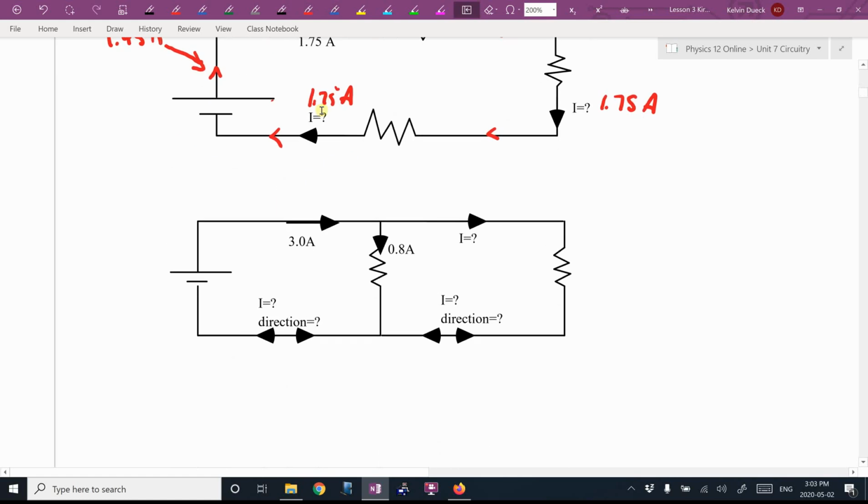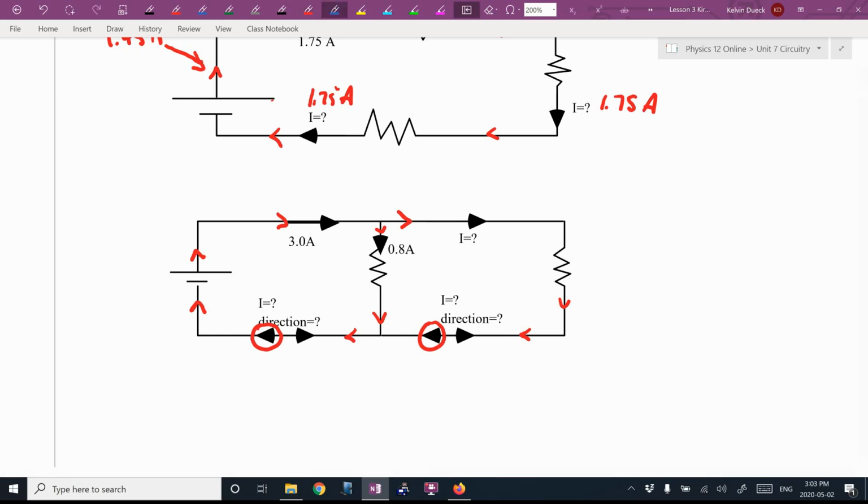Here's a little more interesting one. So again, here's the battery. Downhill is that way, that way. And I guess it splits up. The current goes that way and that way. Around the outside, that's downhill, which means that's the current direction. And that's downhill, which means that's the current direction. So I answered part of the question already.